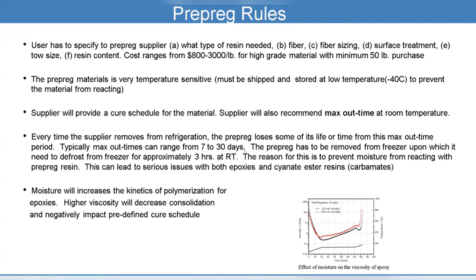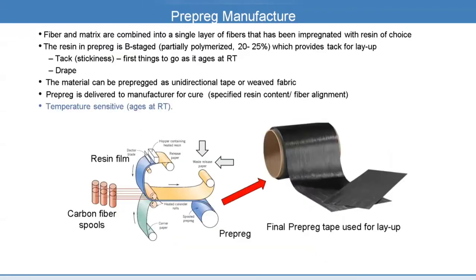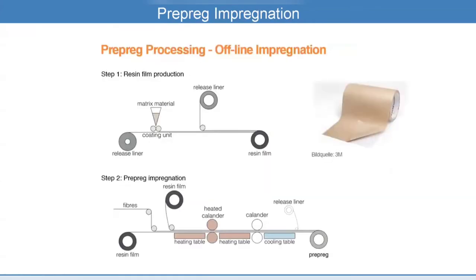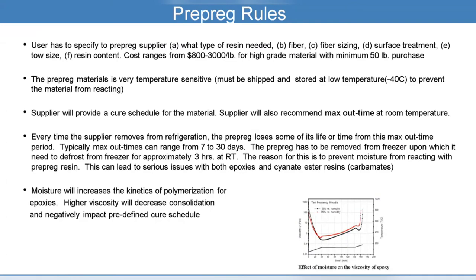The prepreg has to be removed from the freezer, upon which you then need to defrost it. Of course, if I want to be able to use this material, I cannot use it frozen. I have to let it thaw, kind of like when you buy a frozen cake at home and you need to warm it up. It's the same process. You have to leave it outside until it comes back to room temperature. Typically 3 hours should be good enough.